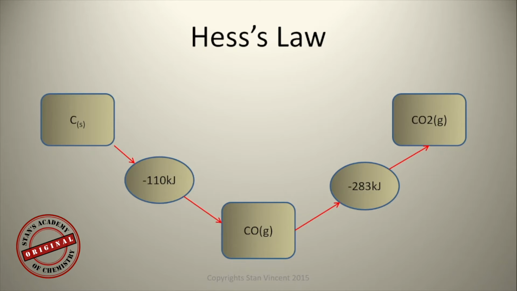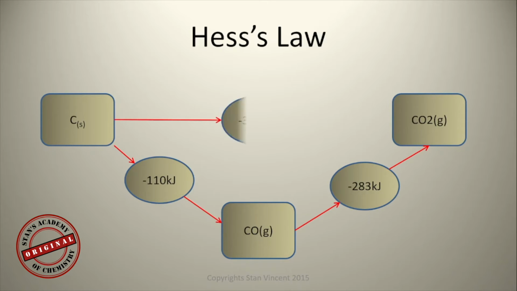Both of these reactions are exothermic because the sign convention tells us a negative value for enthalpy change indicates an exothermic reaction. So changing carbon to carbon monoxide releases minus 110 kilojoules, and changing carbon monoxide to carbon dioxide releases minus 283 kilojoules. So if we were to convert carbon directly to carbon dioxide, what would be the energy change involved?